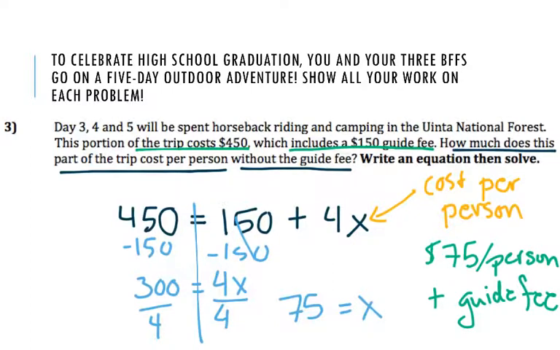Now I do want to note that we could write a different equation. It wouldn't have to be this one. If we wrote it like we did the last one, we could have written 450 minus 150 equals 4x. And even though the equation looks different, it is actually an equivalent equation and would still give us the same result, that x is equal to 75.